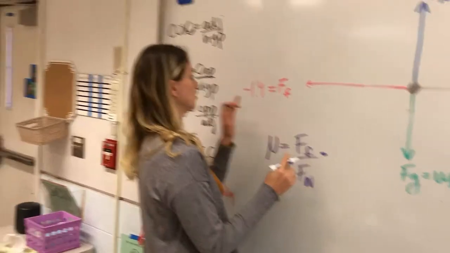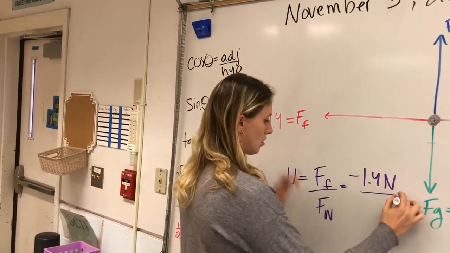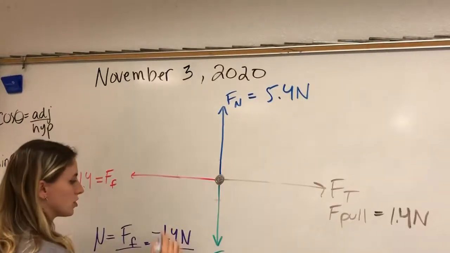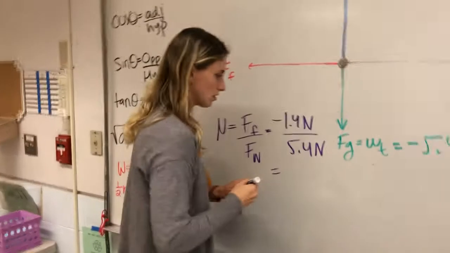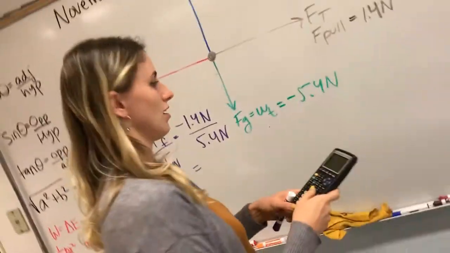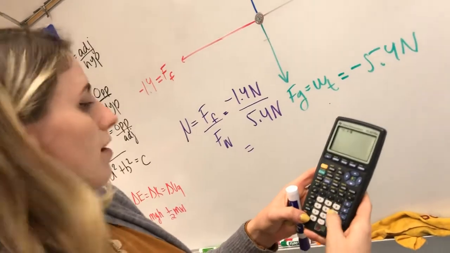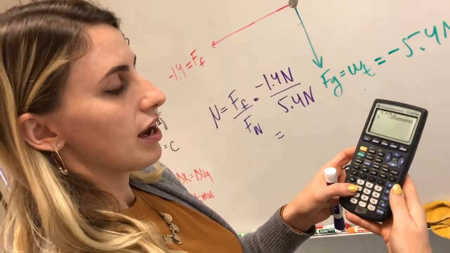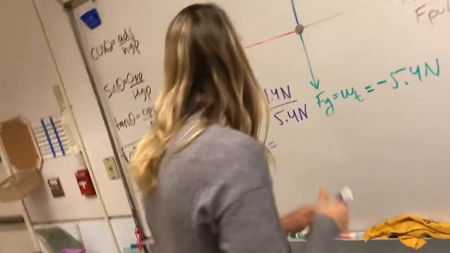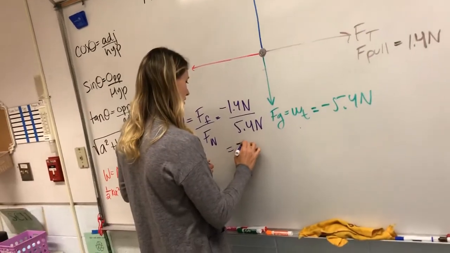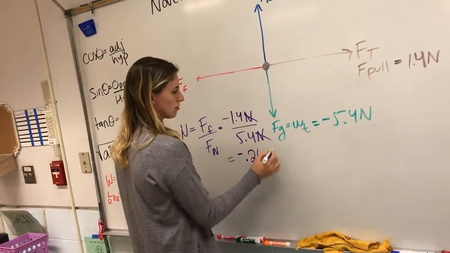What was our force of friction? Negative 1.4 newtons, divided by our normal force, which is 5.4 newtons. Negative 1.4 divided by 5.4, and I get negative 0.26. What are the units going to be? They cancel. There are no units.